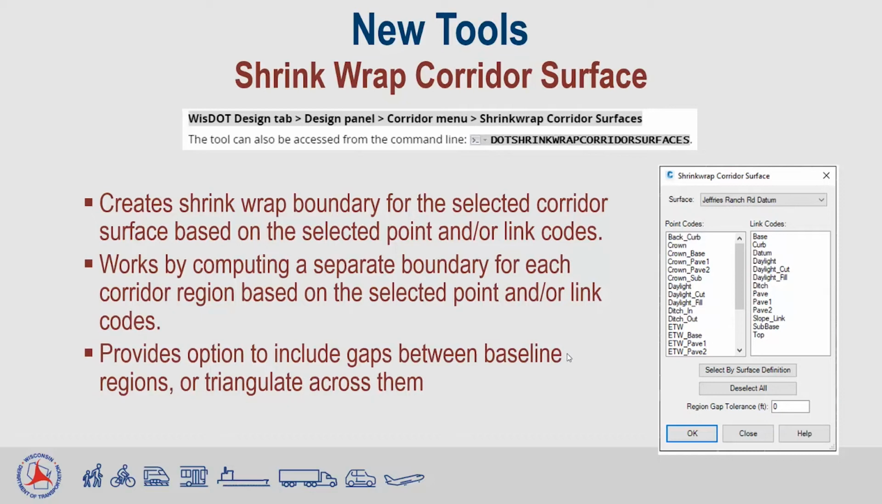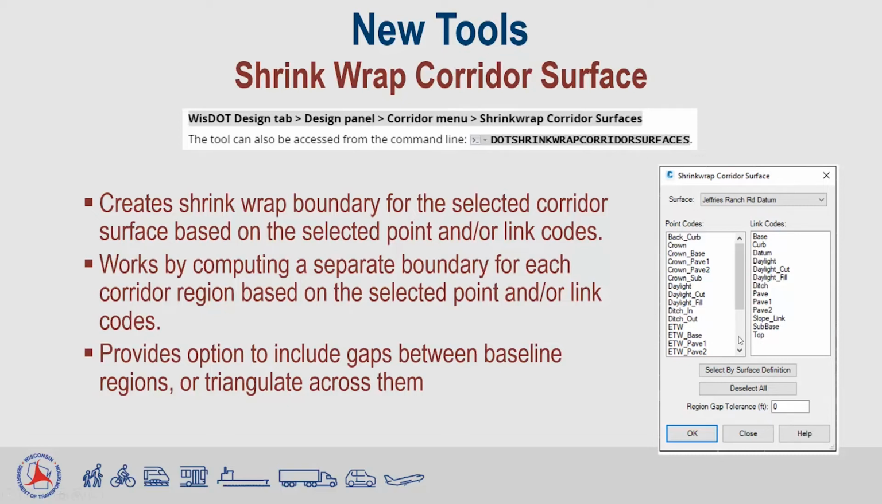So what it does is it creates a shrink wrap boundary for the selected corridor surface based on the selected point or link codes. So you can see in the dialog box here, we select our corridor surface. And again, this is only corridor surfaces. If you have other surfaces in your drawing, they're not going to show up here. This is only used for corridor surfaces. So you would select the point and link codes that dictate what the boundary of your corridor surface should be.